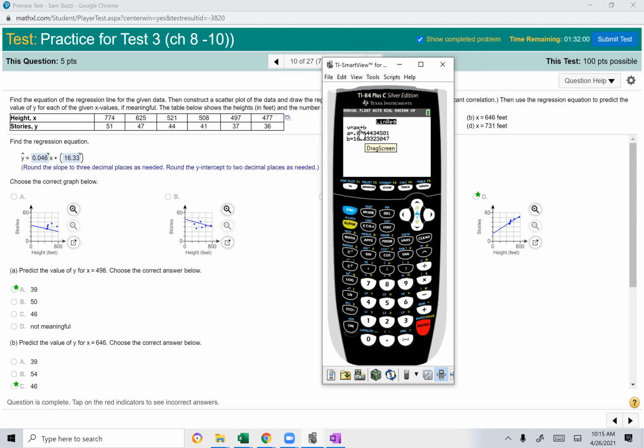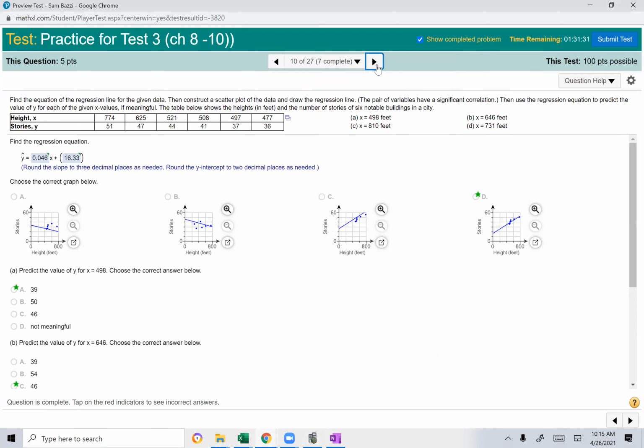Many of you for chapter 9 did not get full score because you messed up. You put the A instead of B and the B instead of X. So just be very careful here. And the B will be 16.33. You can see right there. Okay. And then you want to find the y values, you just plug in the x values. If it makes sense, if the x value is within the range. If it's not within the range, say it's not applicable, not meaningful.